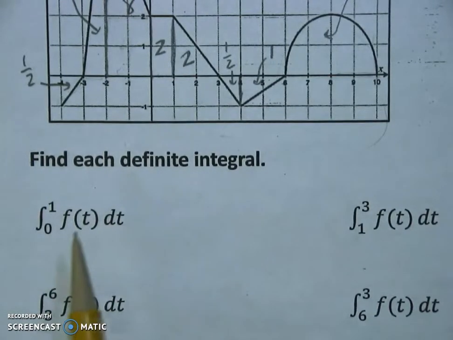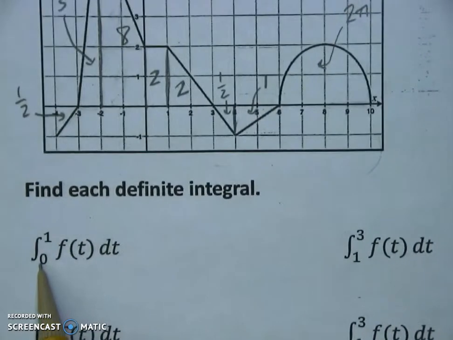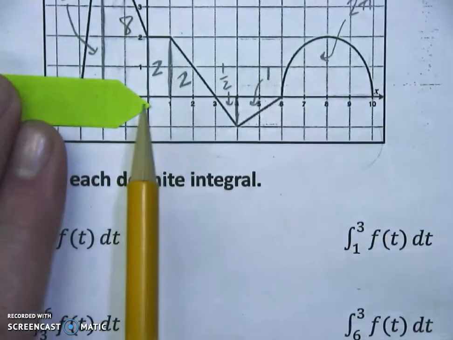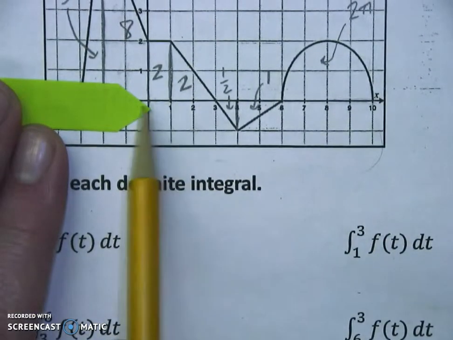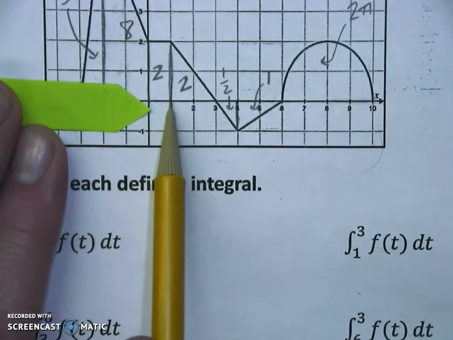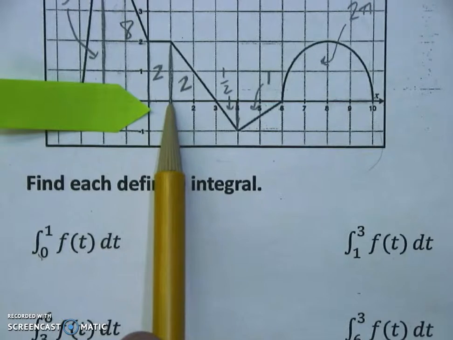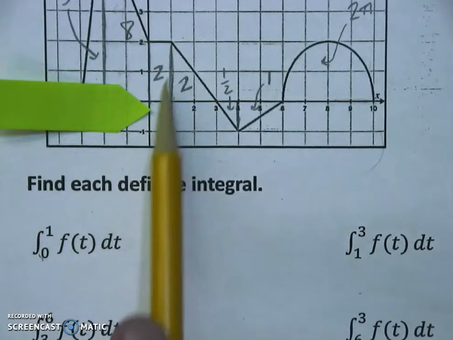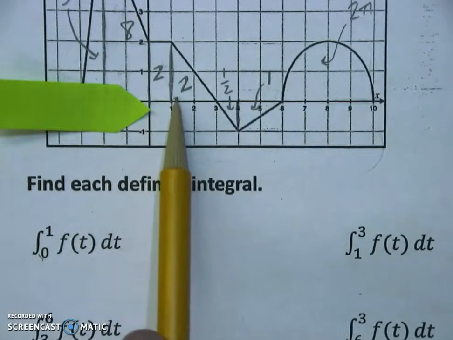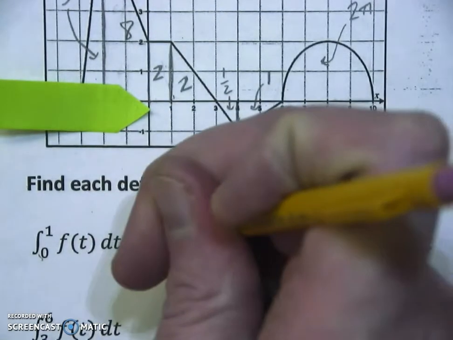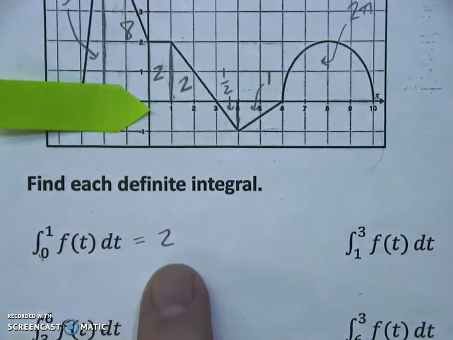But to calculate the area from 0 to 1, I'm always going to start at the lower limit. So I'm going to start at 0, and I'm going to travel this way, and calculate until I get to 1, where my pencil's at. I remember that when I'm traveling right, area above the axis is positive, and area below the axis is negative. What I hope you can see is that between 0 and 1, the area is a positive 2. Guys, that's it. That means the integral from 0 to 1 of f of t dt is 2.